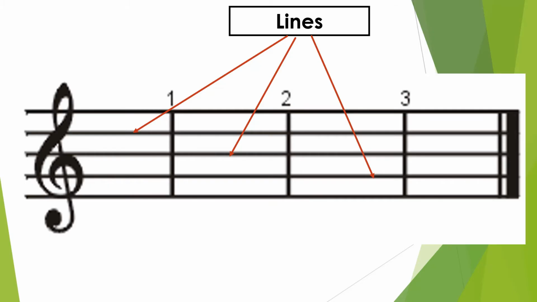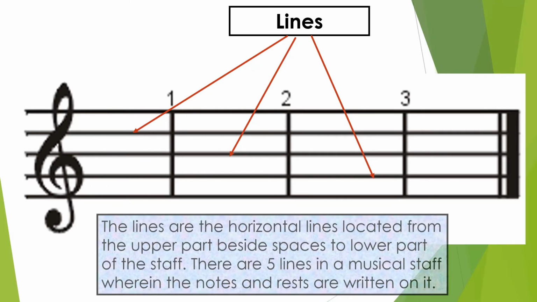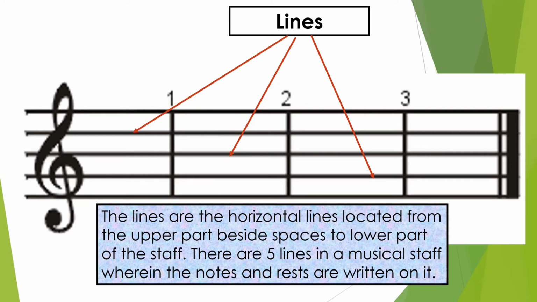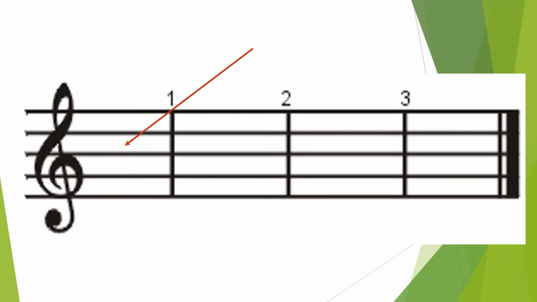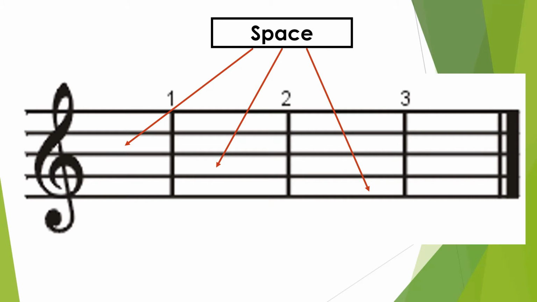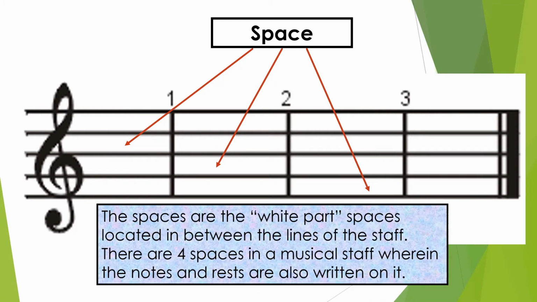What do we call this part? These are the lines. The lines are the horizontal lines located from the upper part beside spaces to the lower part of the staff. There are 5 lines in the musical staff wherein the notes and rests are written. The next one is what we call space. The spaces are the white parts located in between the lines of the staff. There are 4 spaces in the musical staff wherein the notes and rests are also written.